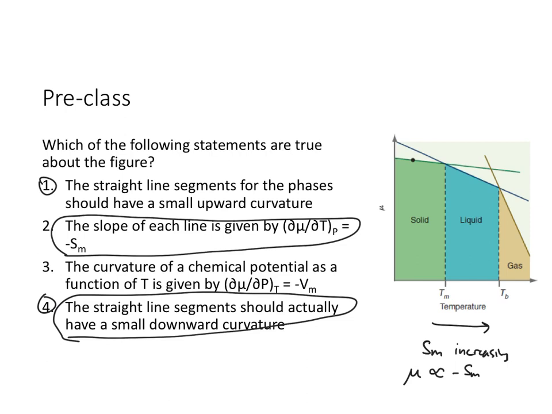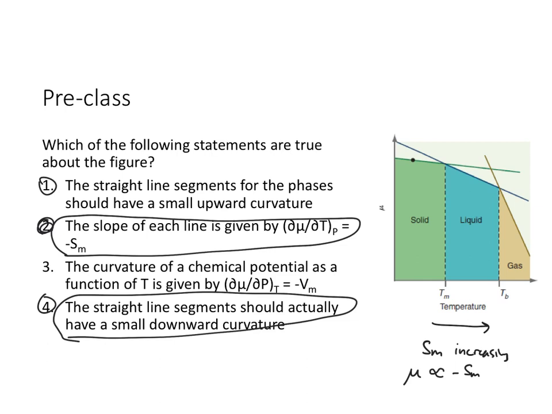But then let's look at this next one here, number 2. The slope of each line is given by the derivative of the chemical potential with respect to temperature at constant pressure equals the negative molar entropy. That is true. And we'll get to that one a little bit later.